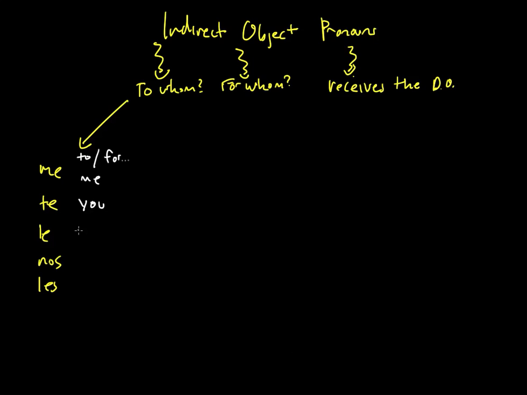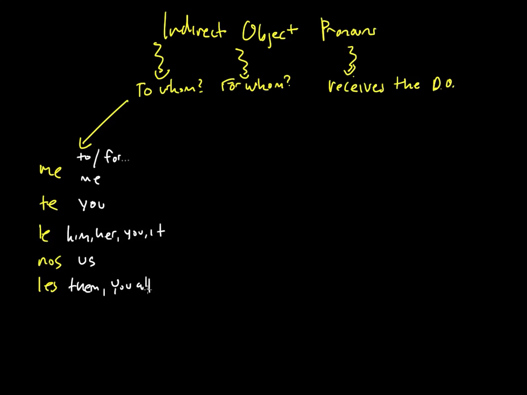And le could mean several things. It could mean him, her, you formal. It could also mean it. Okay, so to him, to her, for her, etc. Nos could mean us, so to us or for us. And les could mean to them, or remember the ustedes form, so this would be you all.